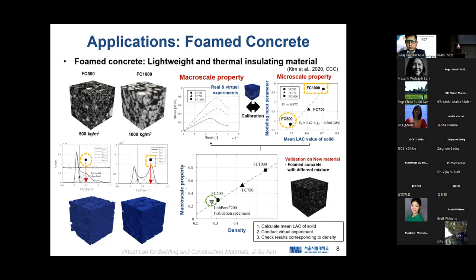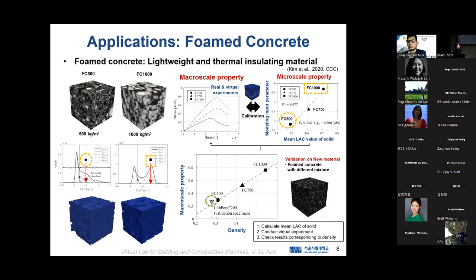And again, when we draw the distribution of the LAC, which is the characteristic value of the solid bases, we can calculate the mean value of the LAC for FC500 and FC1000. Then we can clearly find that the mean value of the LAC is much higher in FC1000 because of the higher density, the denser solid paste in FC1000 compared to FC500.